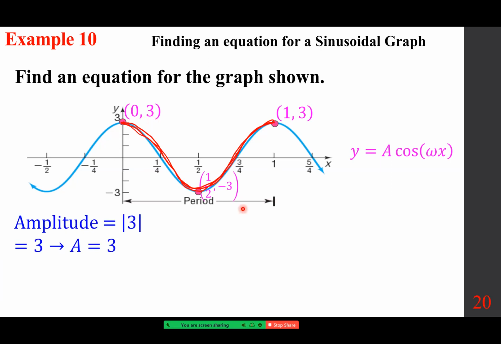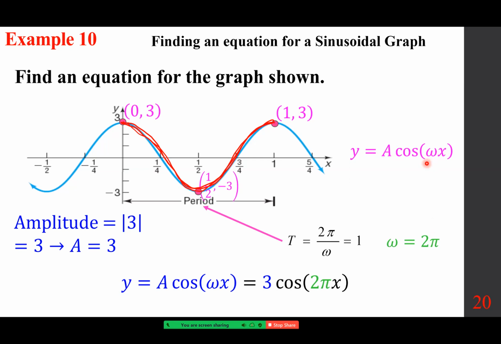The period is 2 pi normally, but now the period is 1. T is 2 pi over omega. Period is 1 instead of 2 pi. So if 2 pi over omega is 1, then omega must be 2 pi over 1, or 2 pi. So replace the A, replace the omega, and there you have it. A is 3, omega is 2 pi. I hope everybody's clear how we arrived at that.